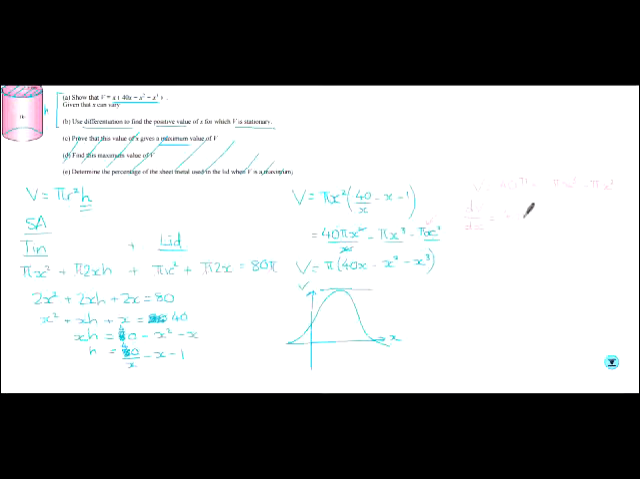So it's going to be 40 pi minus 3 pi x squared minus 2 pi x. Okay, and we can put that equal to 0, so let's write that out again, equal to 0. Alright, well now we've got to just find out what x is. So let's divide everything by pi. We can get rid of those. Just rewrite that because it can look a bit messy.